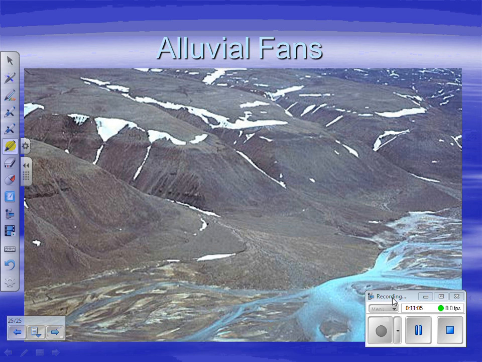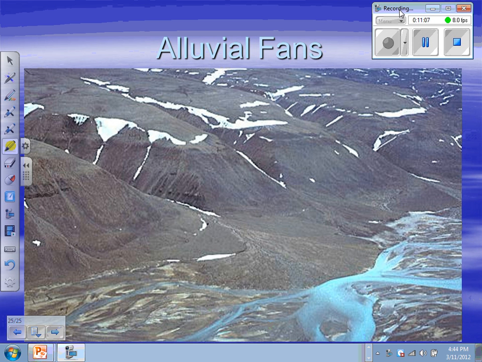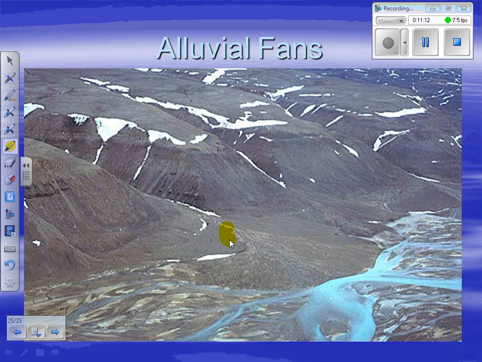This is a picture of an alluvial fan. This area, especially right here, is what we're calling an alluvial fan. And again, it's on the side of a mountain, and it's sloped, and this material is sand and gravel rather than silt that's transported by this river.